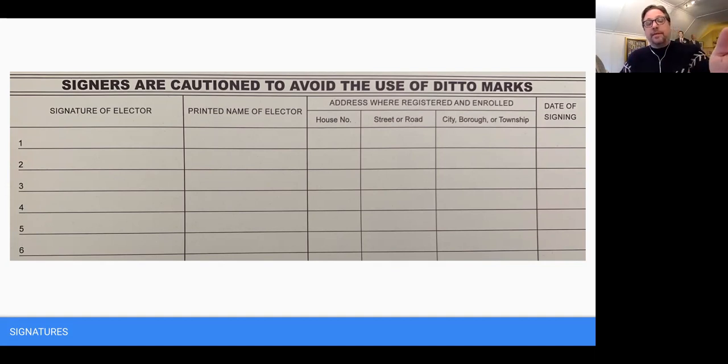You'll notice that the first line in the petition is the signature of the elector, and the second line is the printed name of elector. For whatever reason, I think so many of the forms that we fill out, you print your name first and then sign your name. People are in that habit. They don't even think about it. They go through it by process.